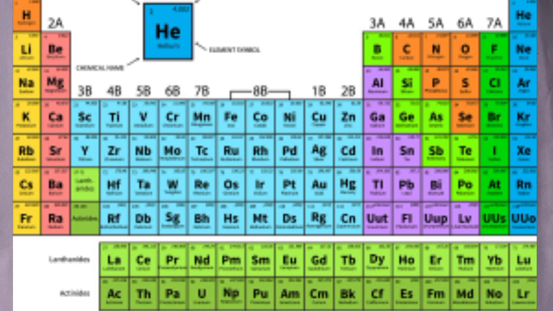So how many groups and periods are present in the modern periodic table? This is a question which is asked in examinations, students. In today's session, I am going to tell you an excellent trick to remember the periodic table.